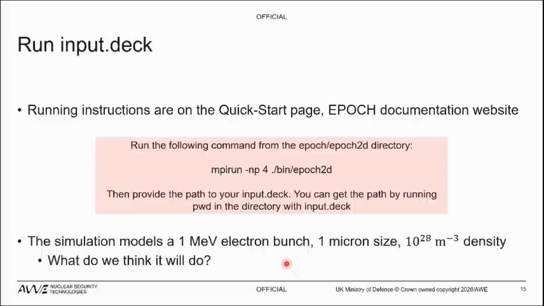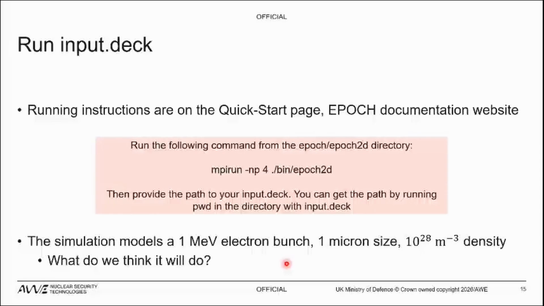And yes, so basically the simulation I've just described sets up a 1 MeV electron bunch, which has a 1 micron size, and it fires it off. Something that's going to be interesting to keep in mind is, what do you expect a 1 MeV electron bunch with a drift velocity, a drift momentum, to actually do?